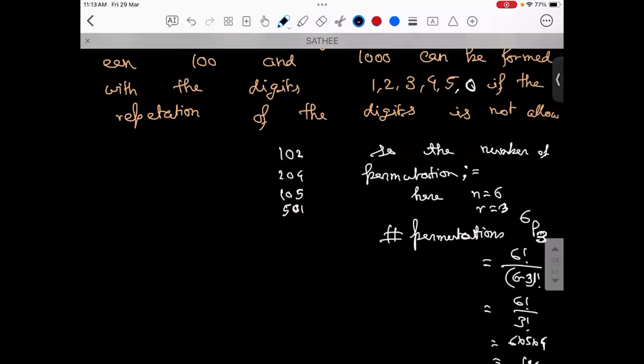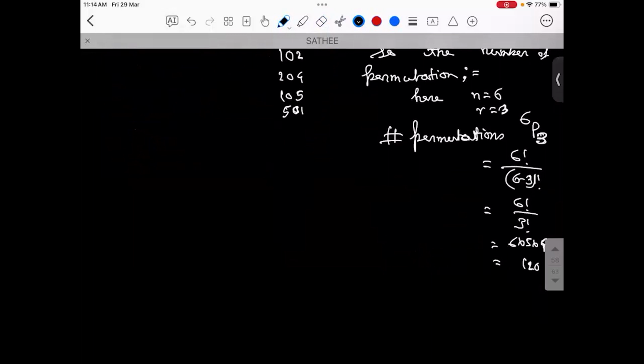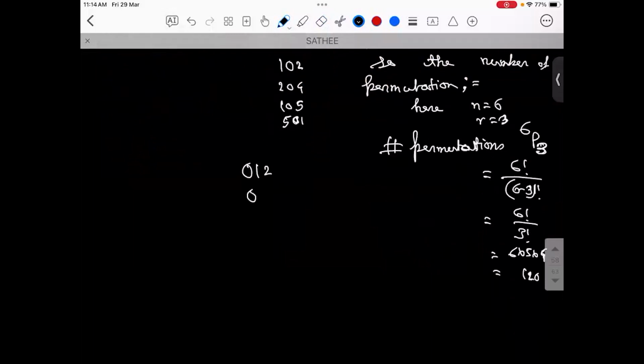But in the case of 0, where 0 is one digit and is allowed, we can't include words like 0, 1, 2, or 0, 4, 5, or 0, 5, 3. So these will not be allowed in the case with 0. Why are they not allowed? Because these are less than 100.